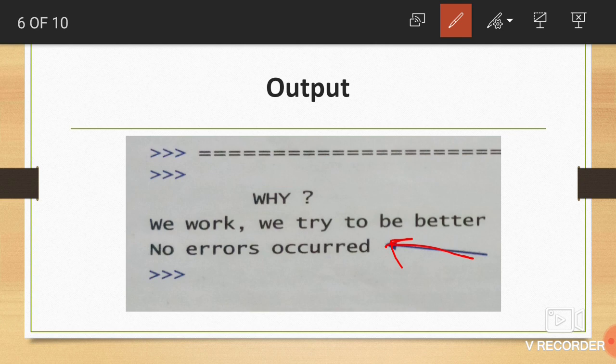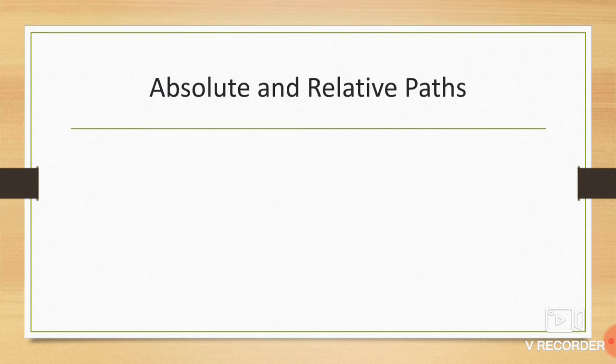Okay, so here standard input, output and error streams is over. We see this stdin for standard input stream, stdout for standard output stream, stderr for standard error stream. Okay, now we will start the next topic, that is absolute and relative path.